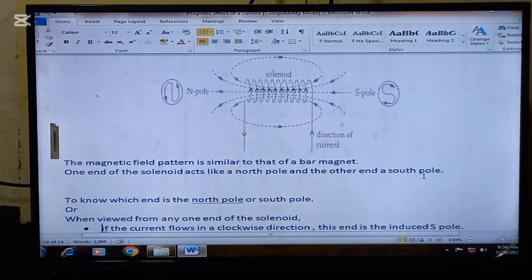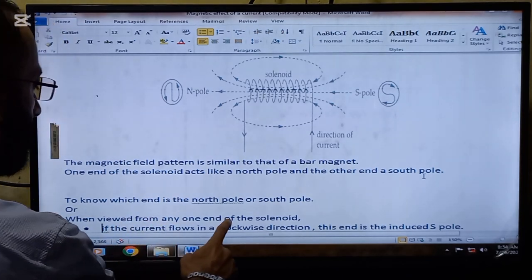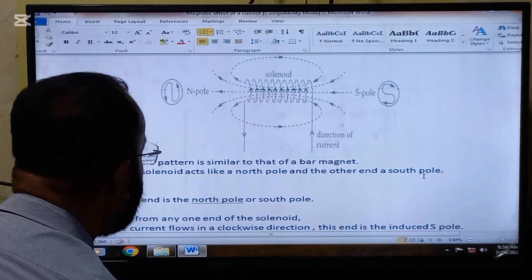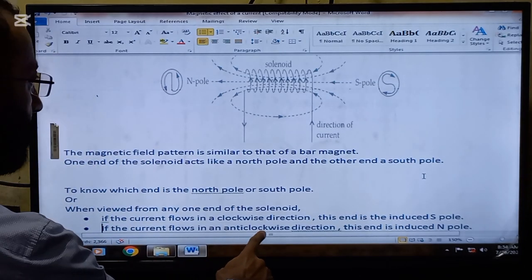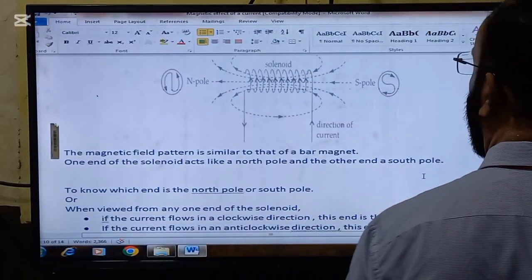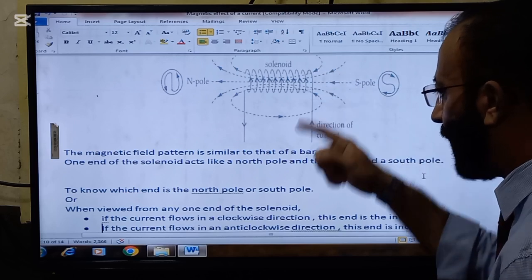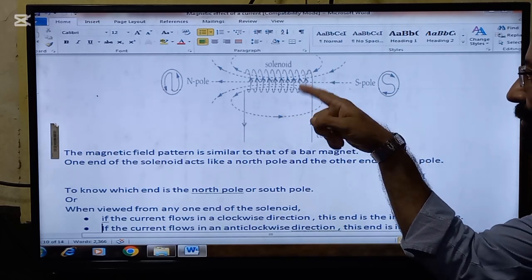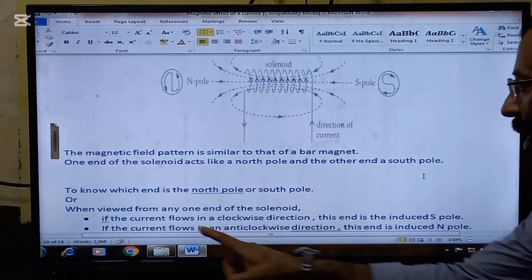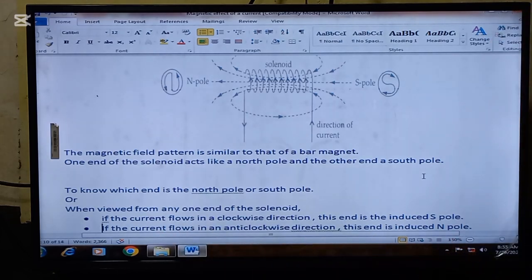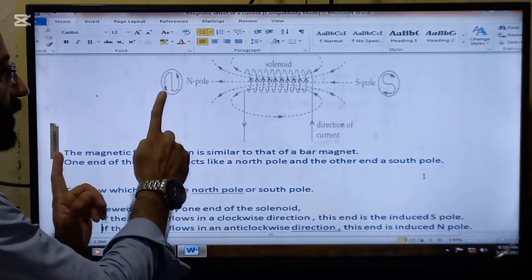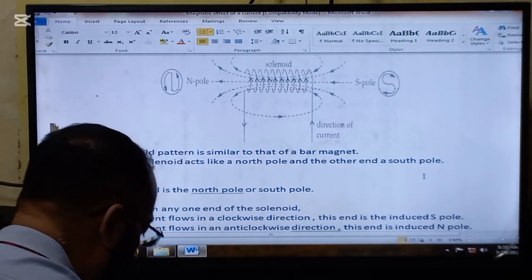This is another very important point as far as your paper number 1 and 2 is concerned. To know which end is the north pole or south pole, look at the solenoid when viewed from any one end. Here are two very important points to be noted. If the current flows in a clockwise direction, so look now, from here I'm seeing that the current is flowing in the clockwise direction, this end is the induced south pole. And if the current flows in an anti-clockwise direction, this end is the induced north pole. So here, if I see this figure, the current is flowing in the anti-clockwise direction, so this end will be the induced north pole. So these two are very important points.